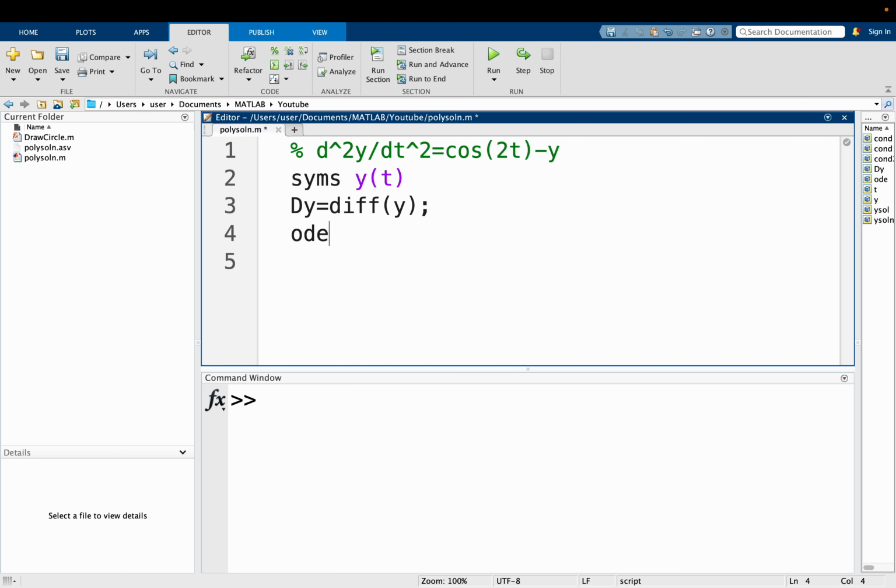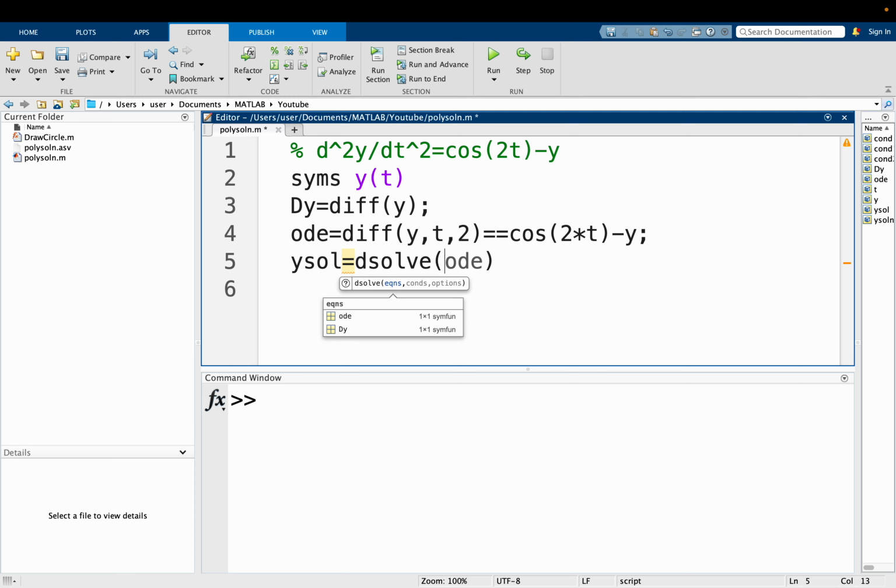So let me define my ODE. My ODE will be, I have d squared y over dt squared, so it will be diff of y, t, 2, then is equal to cos 2 times t, then minus y. So I will go ahead and find my solution. Let me call it ysolve is equal to dsolve. Without any condition, I would expect it to have some unknown constants.